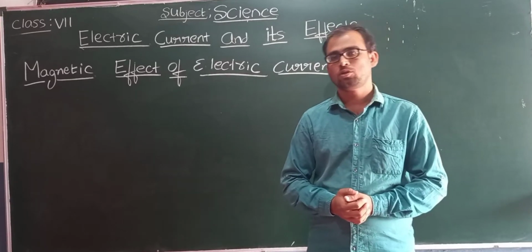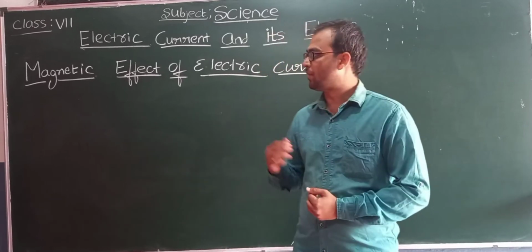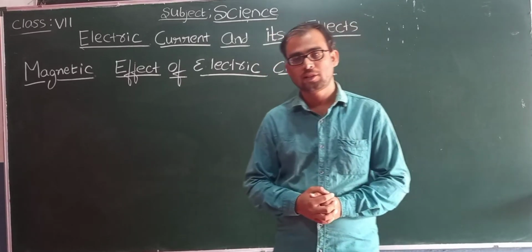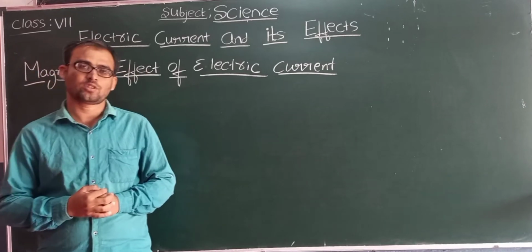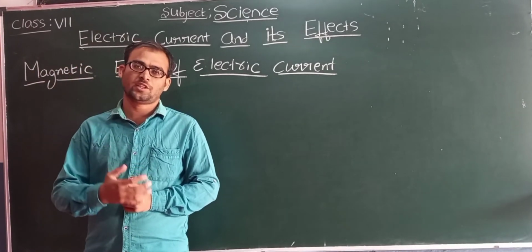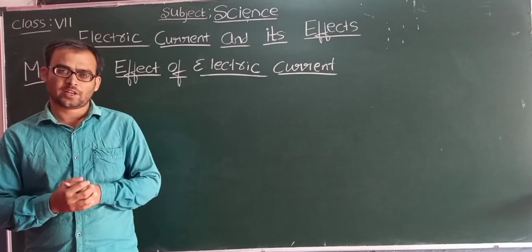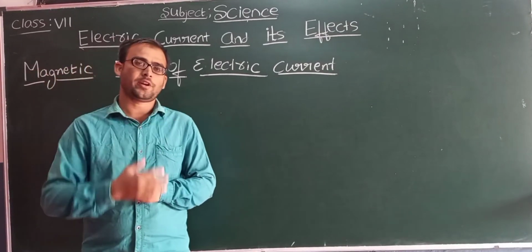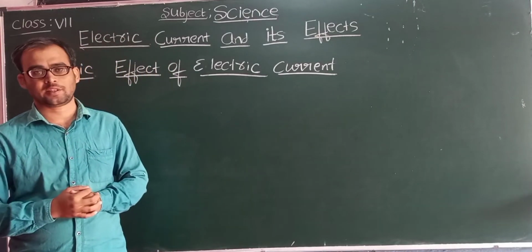Students, in this session we will continue with the chapter on electric current and its effects. We will discuss one of the topics of this chapter, that is the magnetic effects of electric current. Most of the devices work on the magnetic effect of electric current, like generators, mixers, fans, cranes, and even bullet trains.